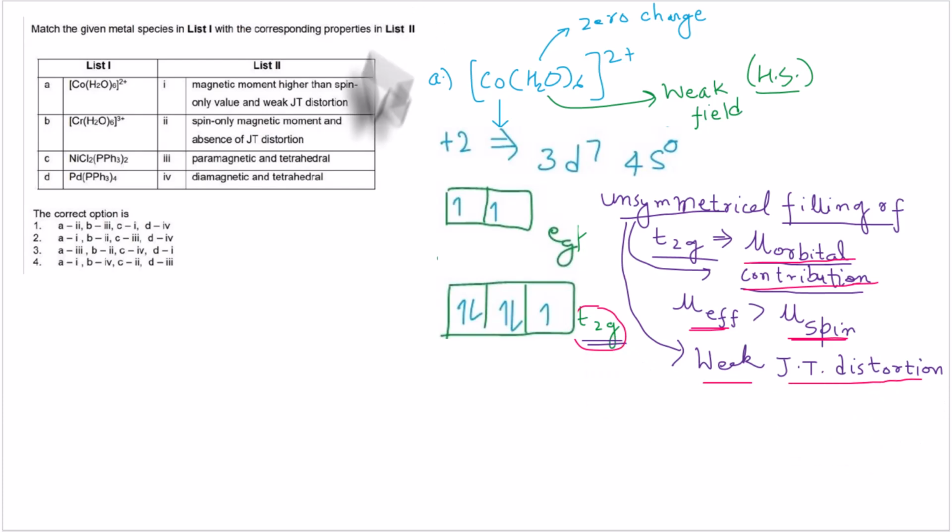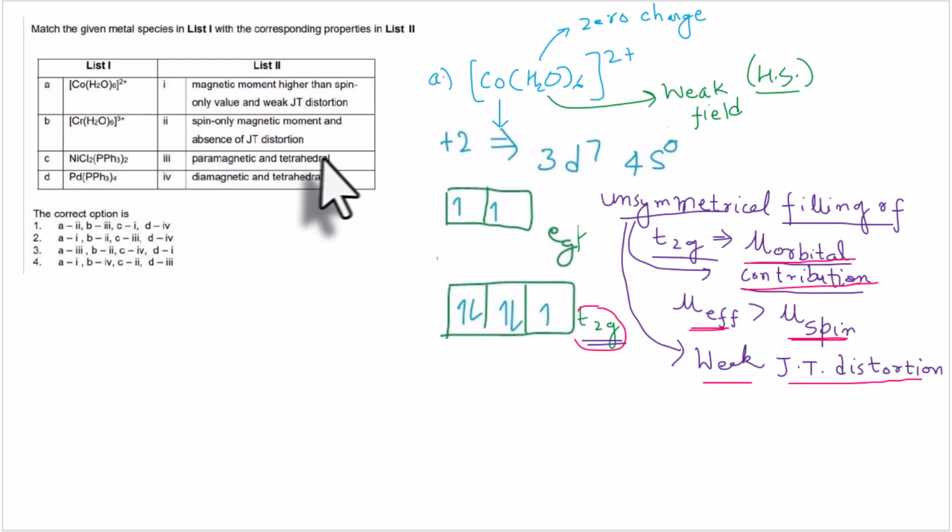t2g orbital. So if you could find these things from the statements, then statement 1 says magnetic moment higher than spin only value and weak JT distortion. Statement 2 is spin only magnetic moment and absence of JT distortion. No, we have a JT distortion which is weak for this cobalt complex. So second will not be an option.